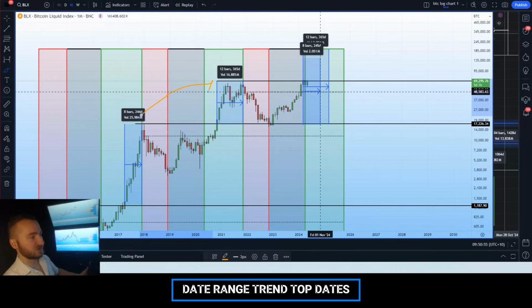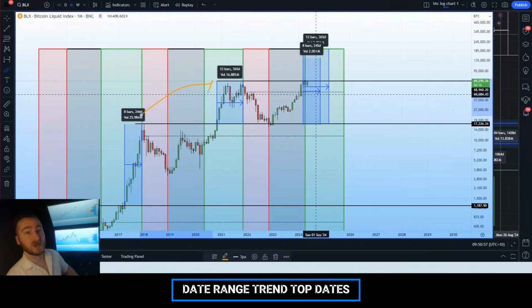So based on this theory over here, the big question is, well, if we were to see a top between November and March, what would the price of Bitcoin be, assuming Bitcoin dominance drops to 40% as we have seen historically?